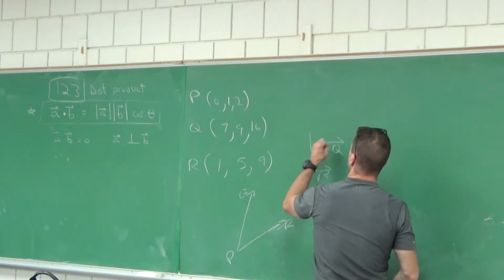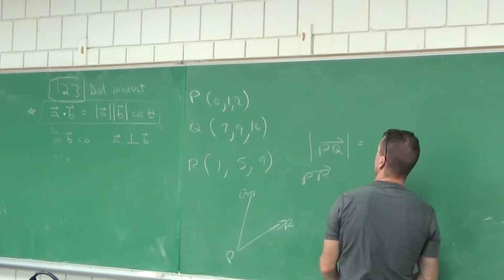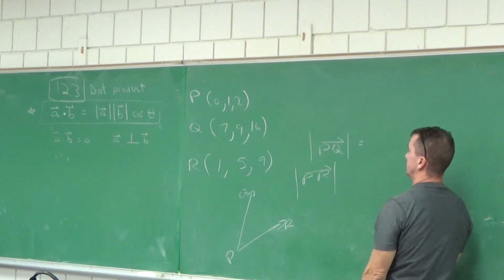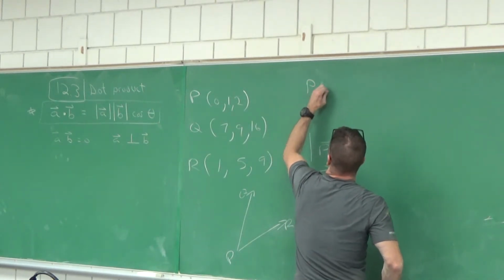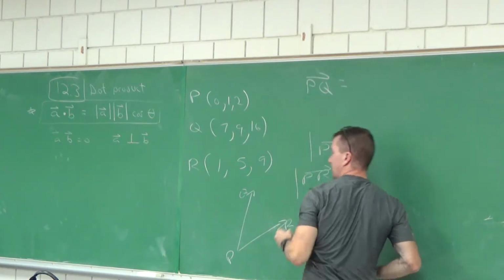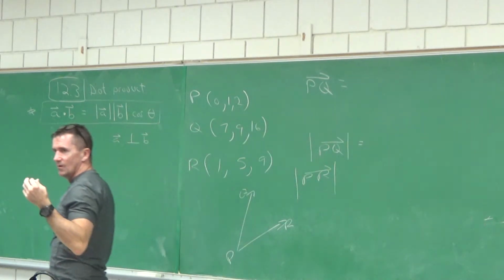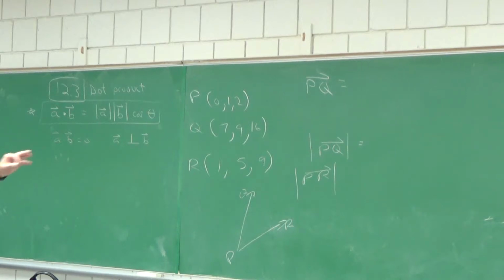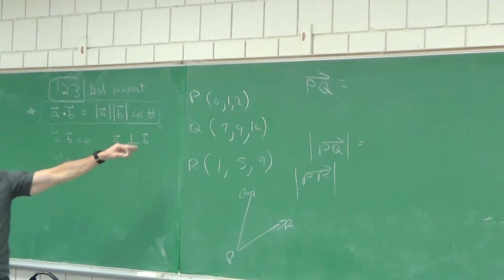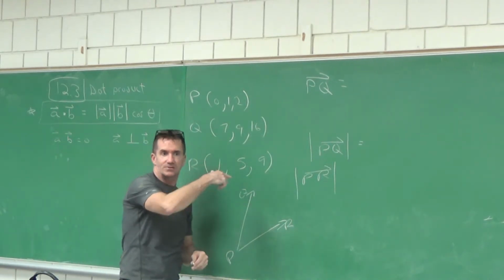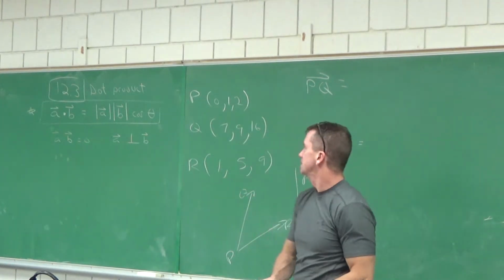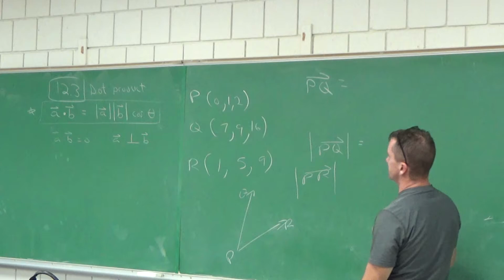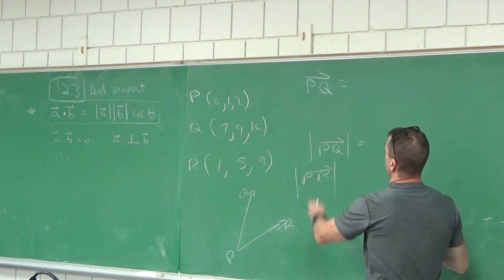What's the magnitude of PQ? Oh wait, before I even start, what is vector PQ? I apologize. To go from points to vectors, points sometimes look like vectors. Don't let that confuse you. I have to find the vectors first, right? So what are the points? 0, 1, 2, 7, 9, 16. Tip minus tail. All right, what's vector PQ?